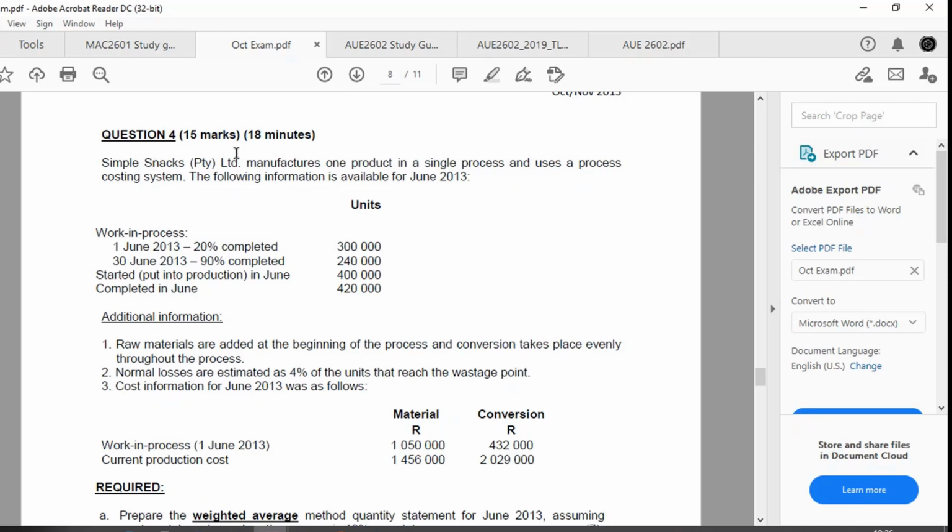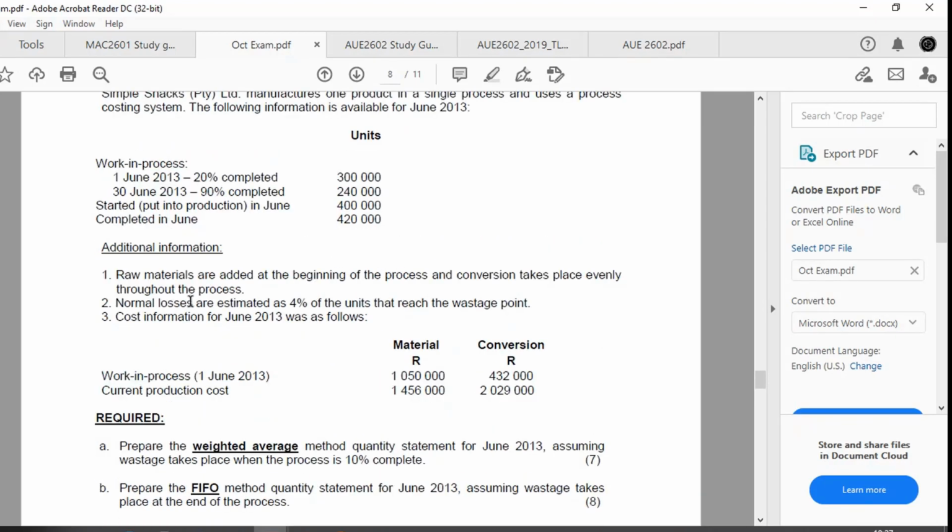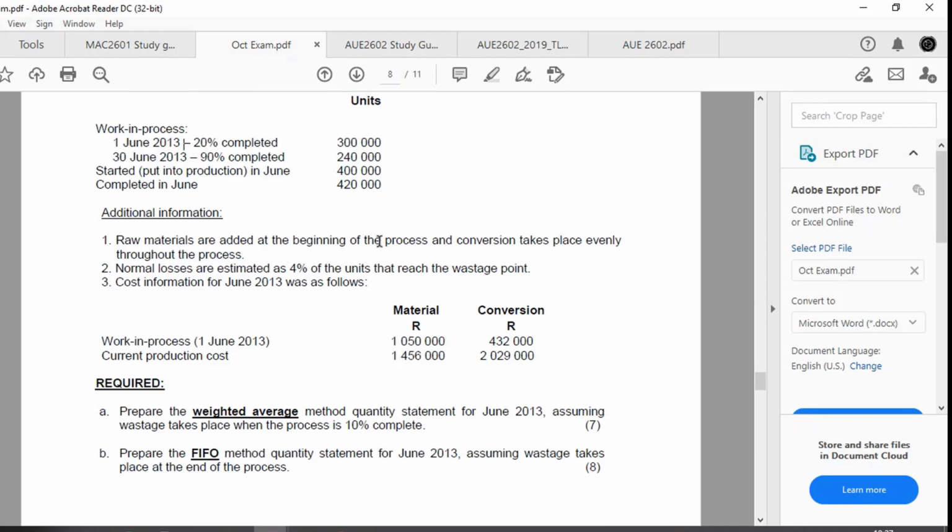It says that Simple Snacks manufactures one product in a single process and uses process costing. The following information is available for June. So you've got your work in process, whereby on the 1st of June, 20% was complete. On the 30th of June, 90% was complete. What they've put into the production is 400,000, and what's been completed for that month is 420. Raw materials are added at the beginning and conversion takes place throughout.